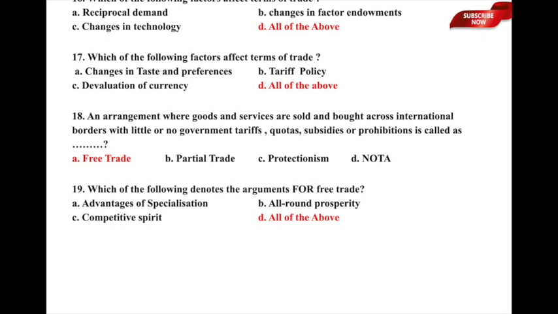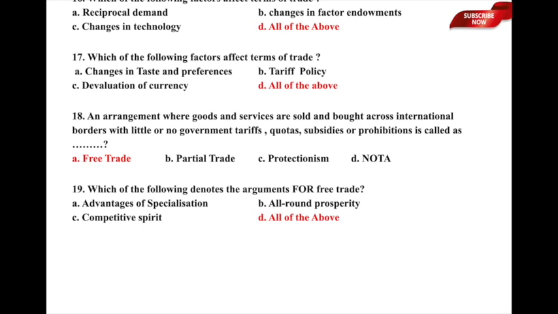The question is, which of the following denotes the arguments for free trade? The first is advantages of specialization. B is all-round prosperity, that means people will get jobs, they will get quality goods and services and things like that. Third is competitive spirit, that means all the industries will be in cutthroat competition, and as a result of that they will produce more, export more, and in that sense they will grow. And the last is all of the above.